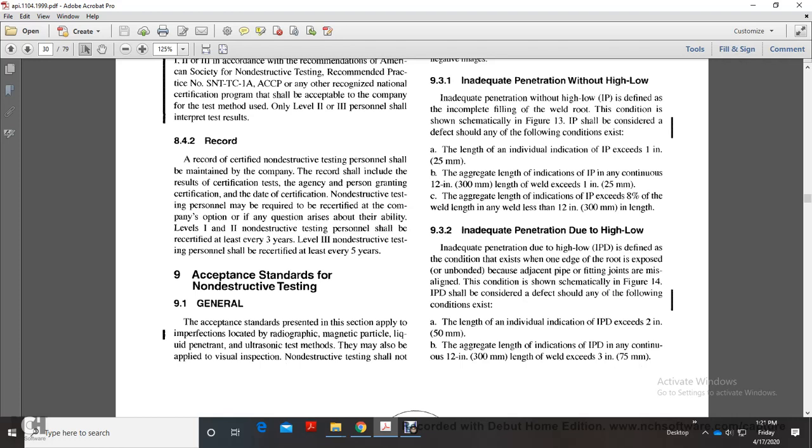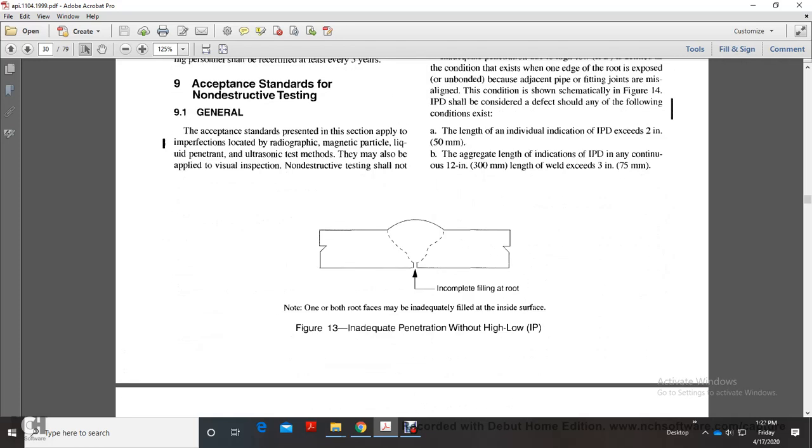9.3.2 Inadequate penetration due to high-low. Inadequate penetration due to high-low is defined as the condition that exists when one edge of the root is exposed or unbonded because of misalignment of the adjacent pipe or fitting, with the condition shown schematically in Figure 14. Inadequate penetration due to high-low shall be considered a defect should any of the following conditions exist: the length of an individual indication of inadequate penetration exceeds 2 inches; the aggregate length of indications of inadequate penetration due to high-low in any continuous 12-inch length of weld exceeds 3 inches. Figure 13 shows inadequate penetration without high-low.